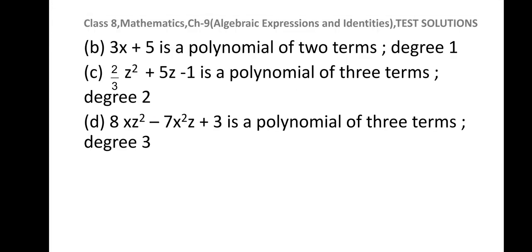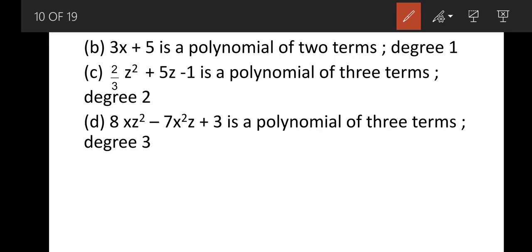Coming to B, C and D parts, it is 3x plus 5. Whether it is a polynomial or not, first of all find the number of terms. 3x is your first term, 5 is your second term. Two terms are there. What is the power of x? 1, which is a non-negative integer. So this is a polynomial. And what is the degree? No variable is involved with the term 5. So the highest power of the variable present in this expression is 1.